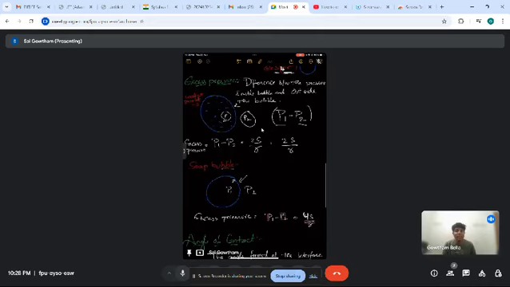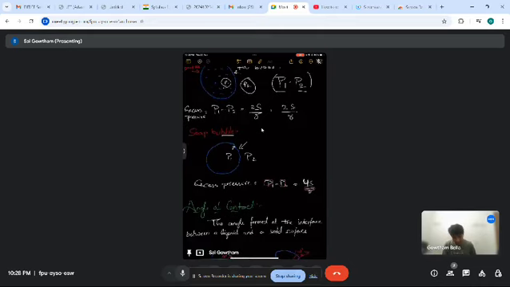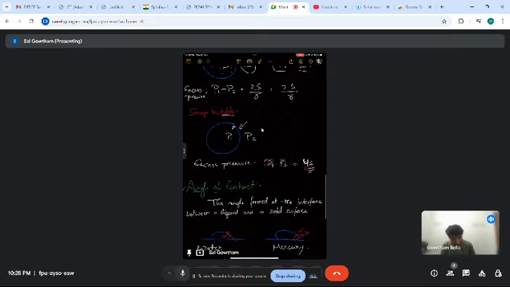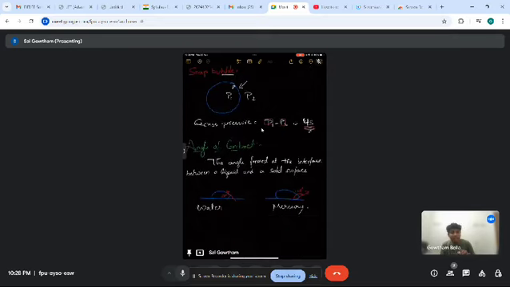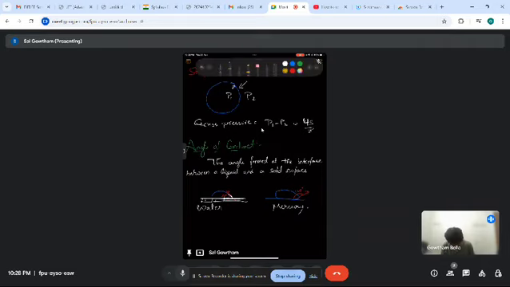So let's see the next topic, angle of contact. What is angle of contact? It is the angle formed at the interface between the liquid and solid. Let us assume this is the interface between the solid and the liquid, with the solid here and the liquid above. The angle between the interface of the solid and liquid is called the angle of contact.